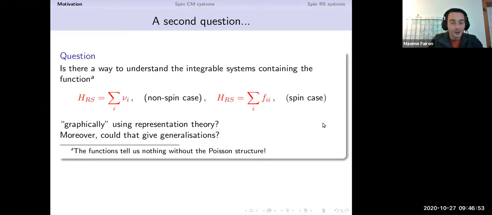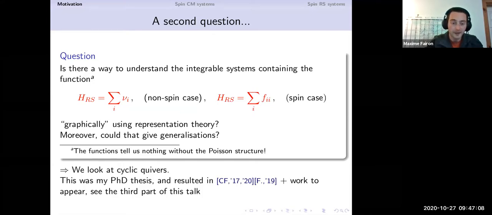As I said, we can't say much from these Hamiltonians, but let me still ask the question: is there a way to understand these integrable systems graphically using representation theory? And can we find generalizations? And the answer will again be yes. And we will be looking at cyclic quivers, and this will be the last part of this talk.